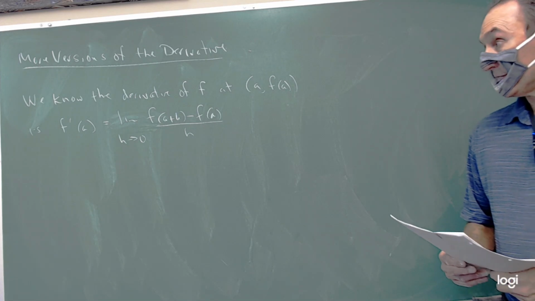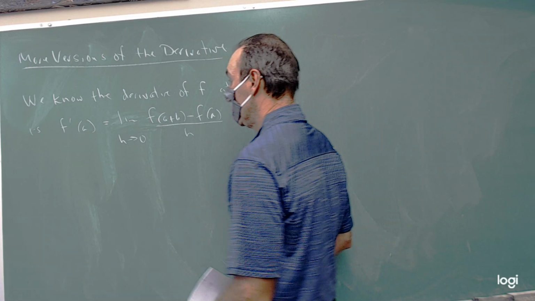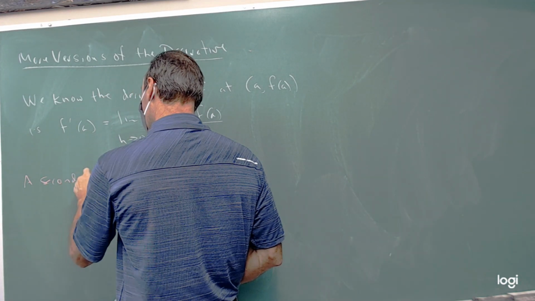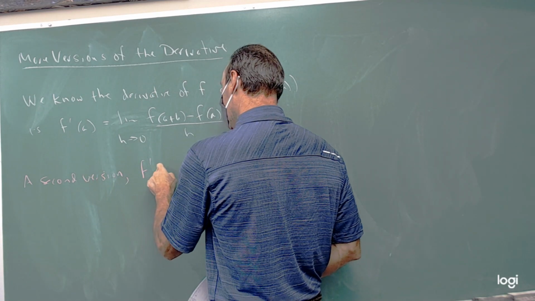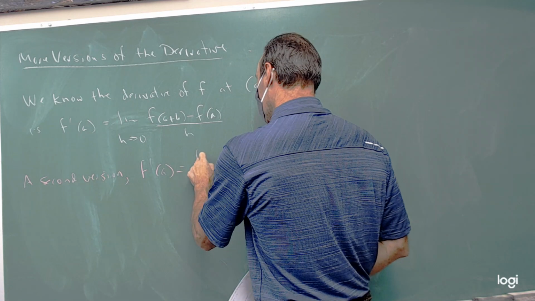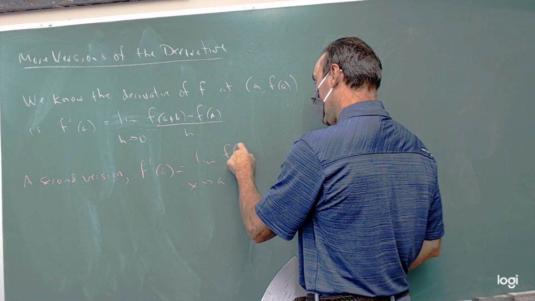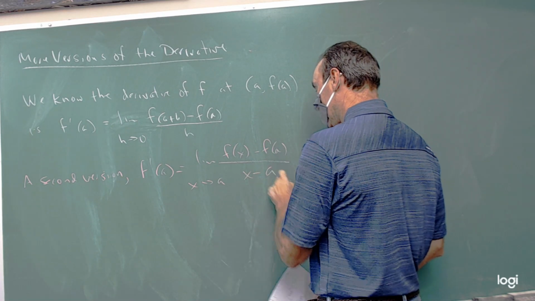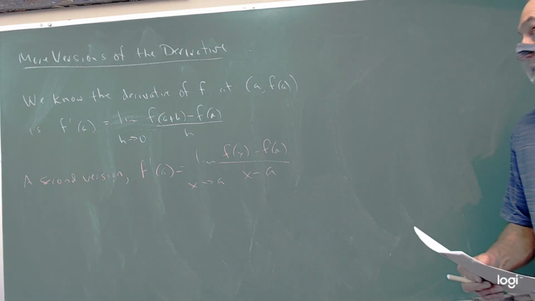Now there's another version of that as well. A second version is that f prime of a is the limit as x approaches a of f of x minus f of a, all over x minus a. So there's another way of getting to the derivative.